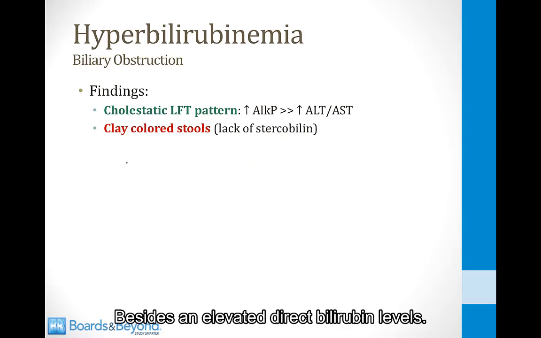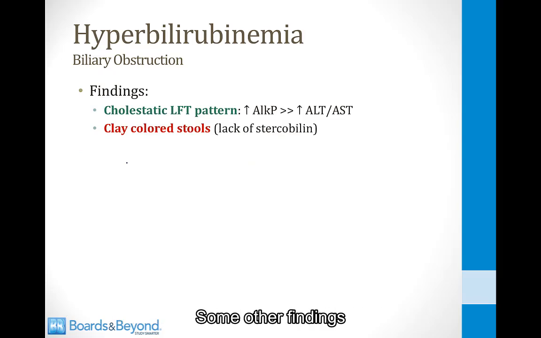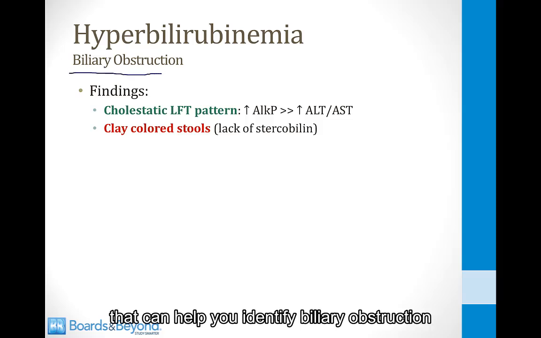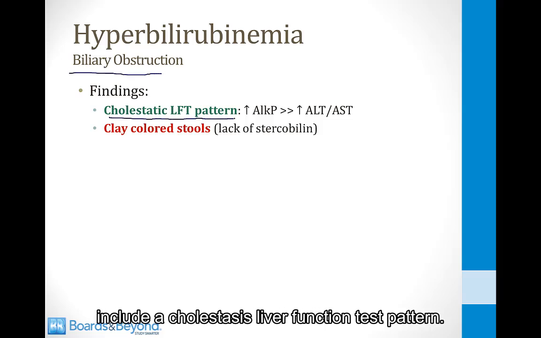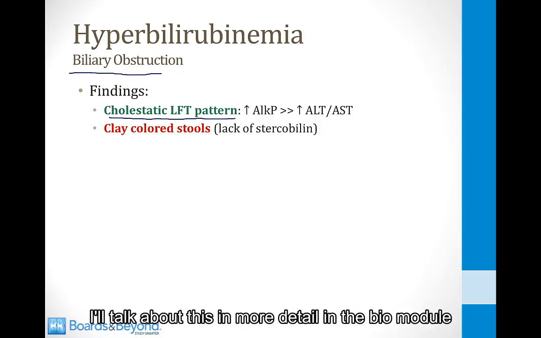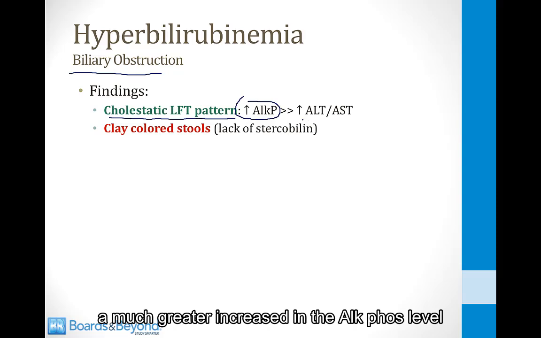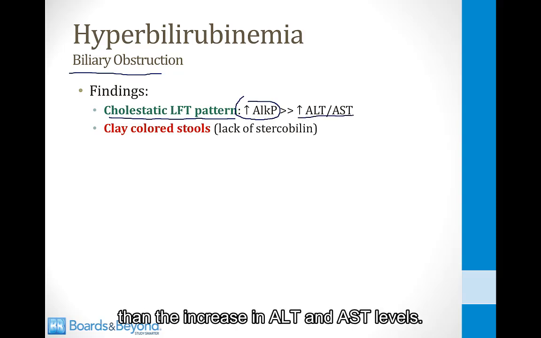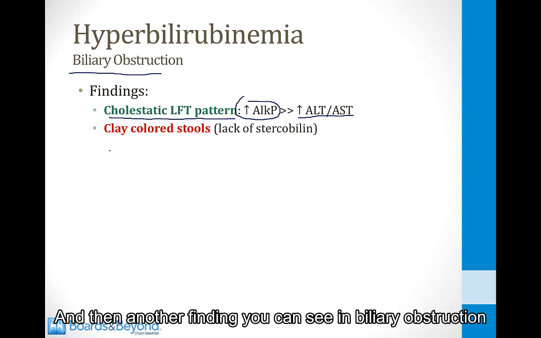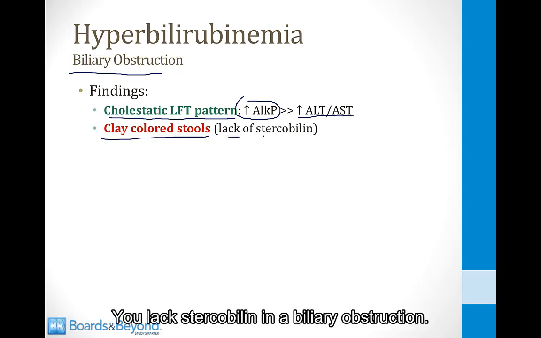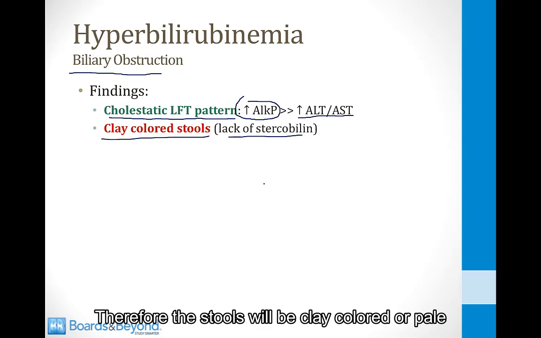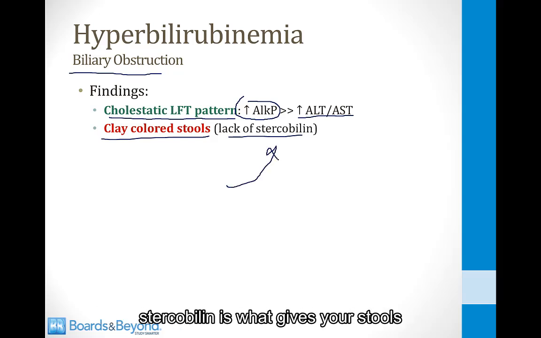elevated. Besides an elevated direct bilirubin level, some other findings that can help you identify biliary obstruction include a cholestatic liver function test pattern. I talk about this in more detail in the bile module, but this occurs with a very marked increase in ALK phos, a much greater increase in the ALK phos level than the increase in ALT and AST levels. And then another finding you can see in biliary obstruction is clay-colored stools. You lack stercobilin in a biliary obstruction, therefore the stools will be clay-colored or pale because recall, as I told you before, stercobilin is what gives your stools their dark brown color.